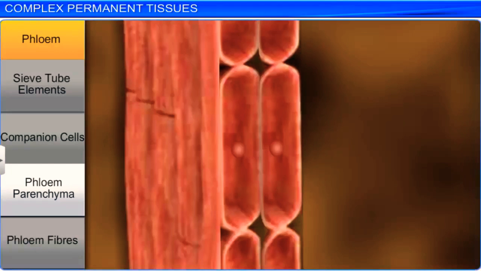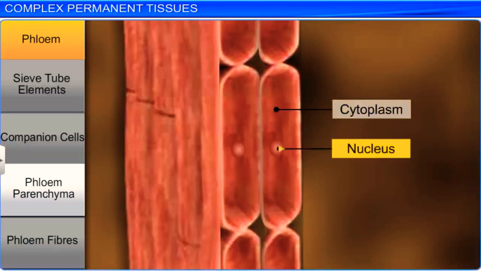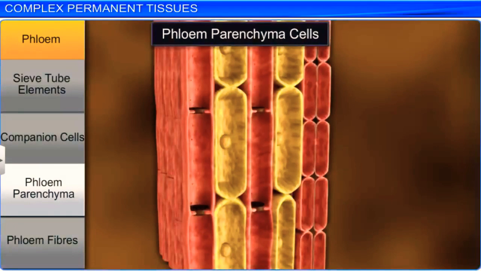It consists of elongated, tapering cylindrical cells that have dense cytoplasm and nucleus. The cell wall of phloem parenchyma is made up of cellulose. It has pits through which plasmodesmatal connections exist between the cells.